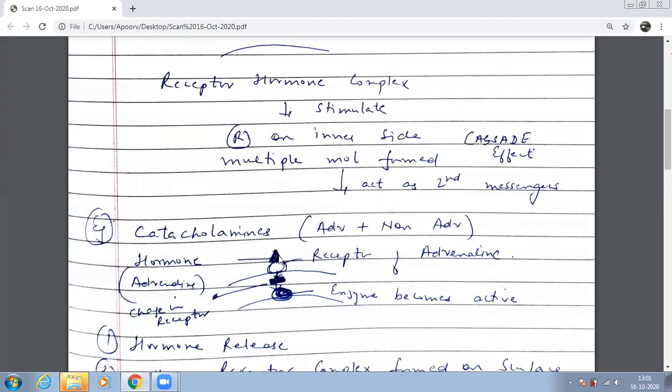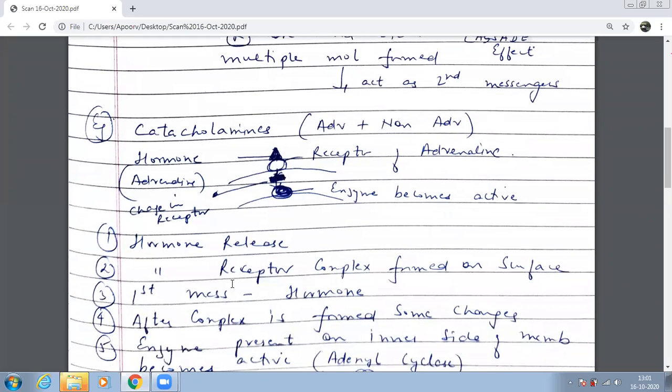So this triangular hormone we have now specified. Which hormone are we talking about? Adrenaline. So this is your receptor. A complex is formed. See, these are the steps. Hormone is released. Hormone receptor complex is formed. The first messenger is who?